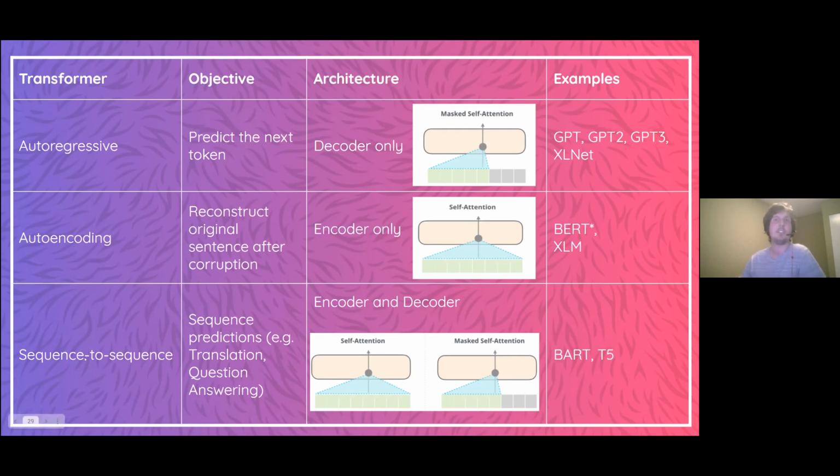And then we have sequence-to-sequence models. This is like the original transformer model. Some of these tasks would be translation and question answering, and these require the encoder and the decoder. Some examples of that are BART and T5.